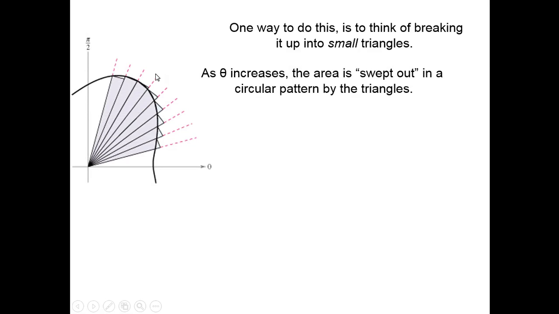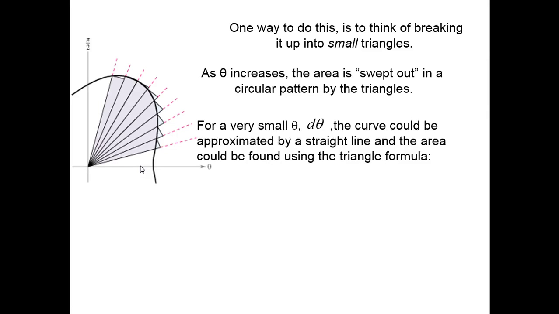As theta increases from the x-axis out, the area is swept out in a circular pattern by these triangles, and we have an infinite number of them underneath this curve. So think about for a very small theta, or d theta, the curve could be approximated by a straight line, and the area could be found using the triangle formula. Let's look at a smaller picture of this.